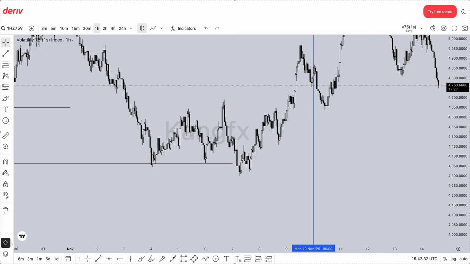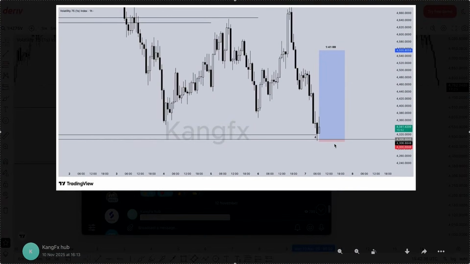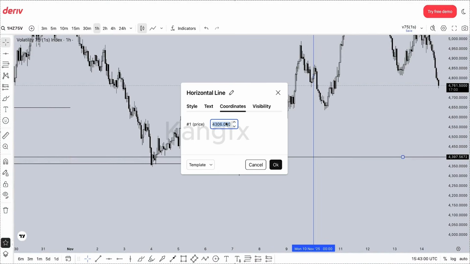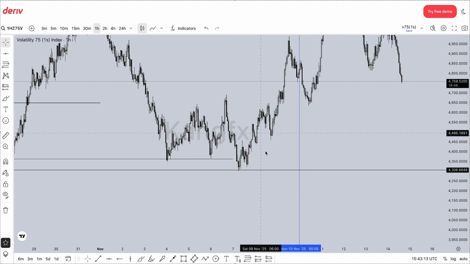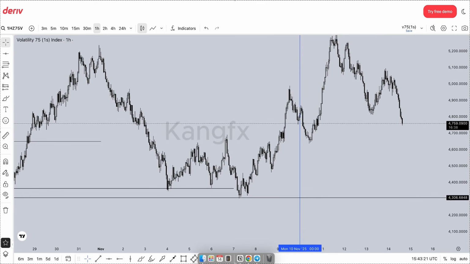So I'm going to get the number from this very place here. That number there was 4306.684. 48. See the entry point, see how the market came here to this entry point and continued. 1:41. That was it there, very easy.